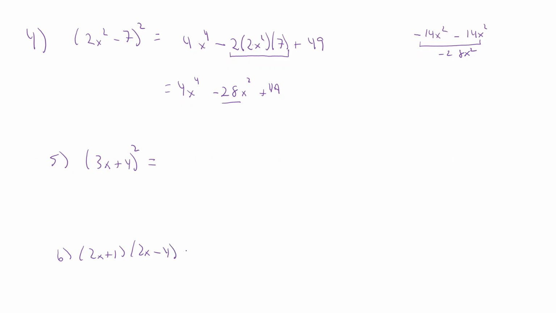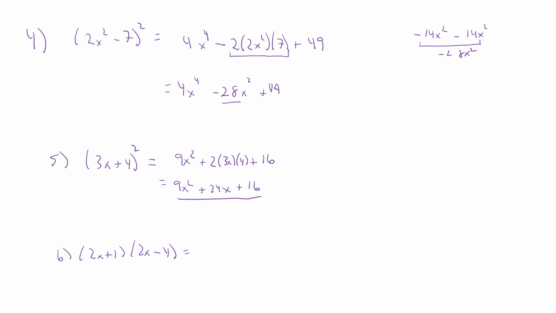Okay. So on this one, if we do the same thing we did here, because it's a binomial squared, so it's going to be a perfect square trinomial, we'll take 3x times 3x gives us 9x squared, and then plus 2 times 3x times 4, plus now we have 4 times 4 is 16. And so that gives us 9x squared, plus now we have 2 times 3 is 6, times 4 is 24x, plus 16, and then that would be our perfect square trinomial from that binomial squared. Okay.